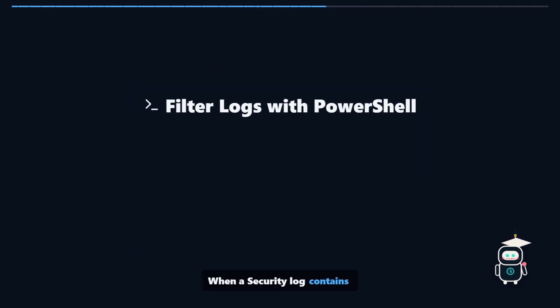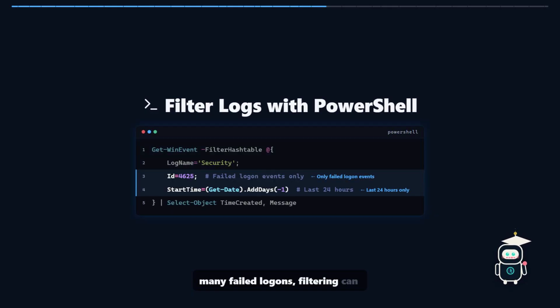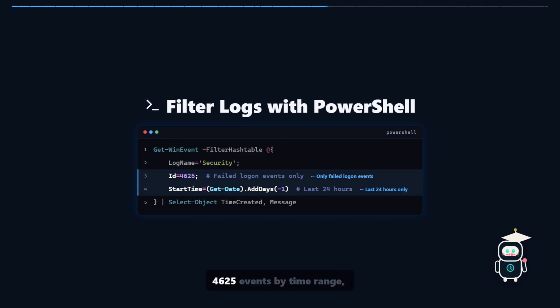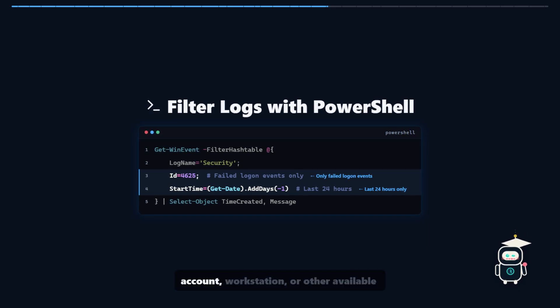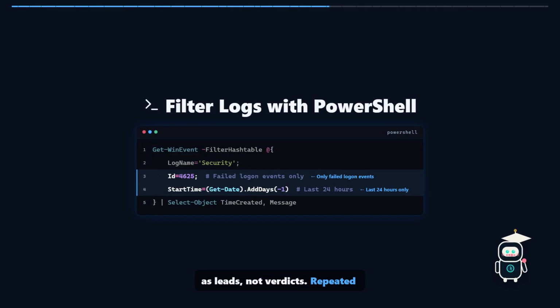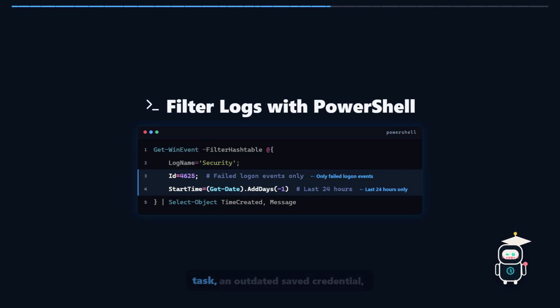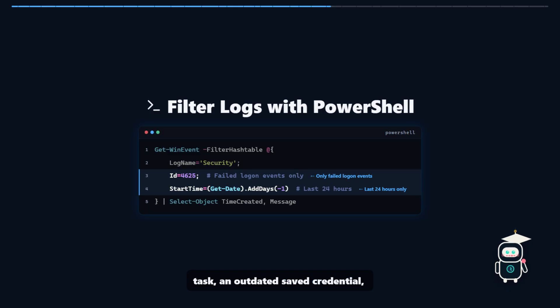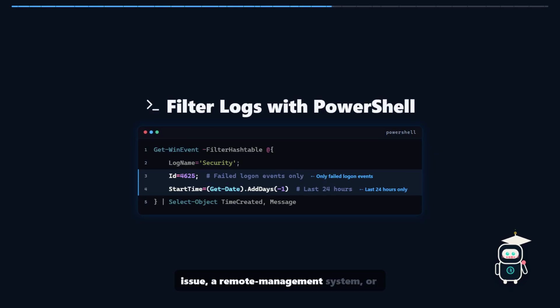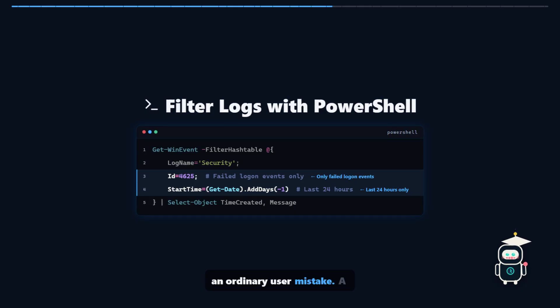When a security log contains many failed logons, filtering can help you organize the evidence. You can filter Event ID 4625 events by time range, account, workstation, or other available fields. But treat the results as leads, not verdicts. Repeated failures from one source may come from password spraying. They may also come from a forgotten password in a scheduled task, an outdated saved credential, a misconfigured service, a VPN issue, a remote management system, or an ordinary user mistake.